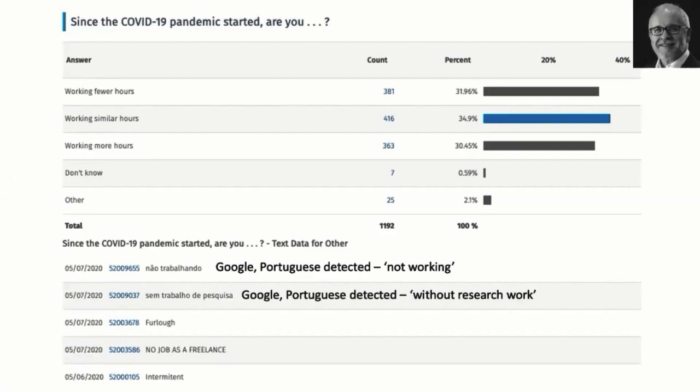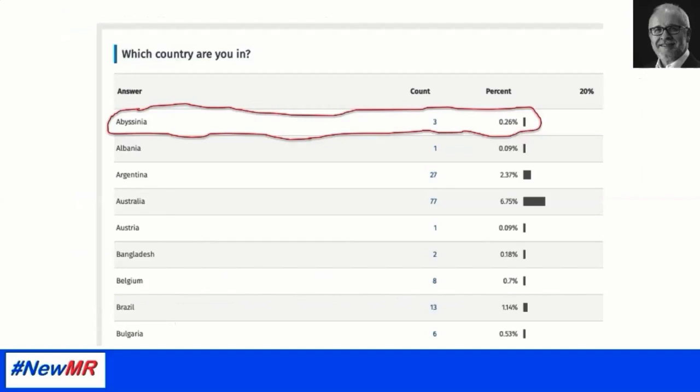If you do an international study, there are a lot of people who are very happy to answer questions in English, but who will not type open ends in English. So using my good friend Google, we had a look, and the first open end there was Portuguese. Another one was without research work. And so we're looking down there, and there is no systematic pattern that says we've got a problem with the question or the data.